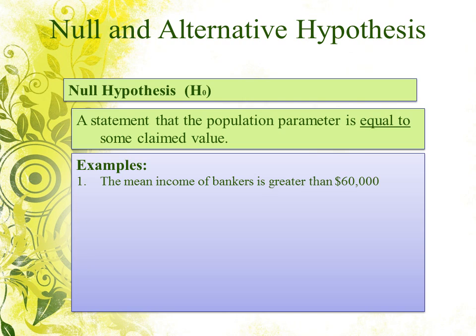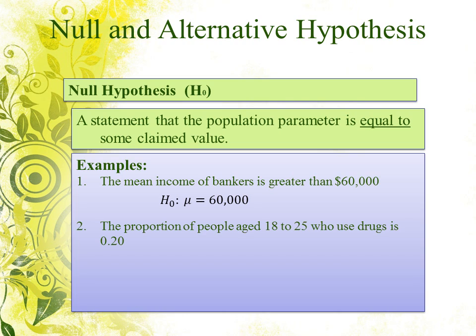So let's go through some examples. Number 1, the mean income of bankers is greater than 60,000. If we wanted to get a null hypothesis from this, instead of saying mu is greater than 60,000, we would say mu equals 60,000. So our null hypothesis, our statement that our parameter is equal to some claimed value, is that the mean equals 60,000.